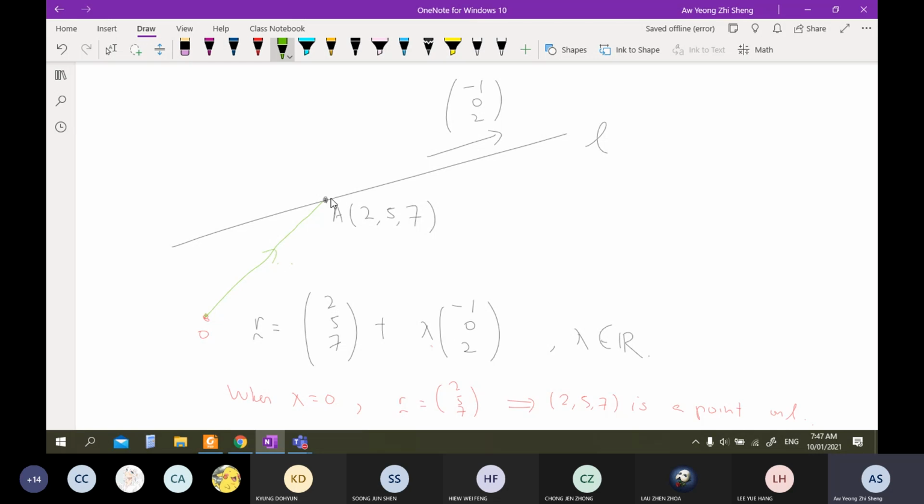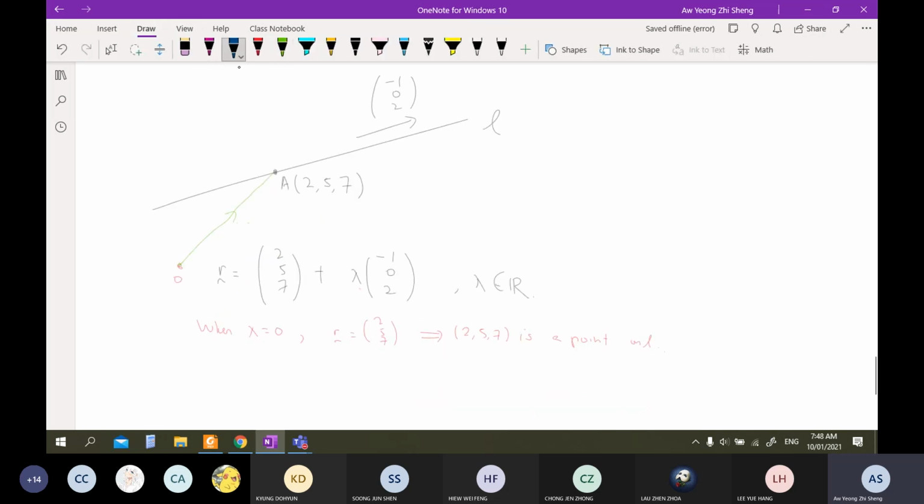If I want to go somewhere else on the line L other than A, then I will need to set my lambda to be some other numerical values. So for example, when lambda is equal to minus 1, my r will be equal to (2, 5, 7) plus (1, 0, -2). So this will lead me to 3, 5 minus 0 is 5, 7 minus 2 is 5. This means (3, 5, 5) is a point on L. And so my second point could be somewhere here.